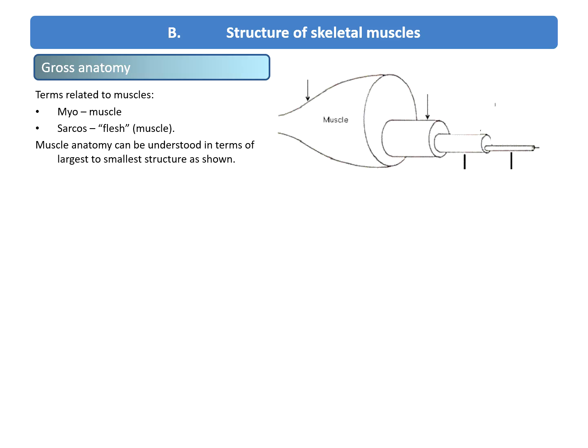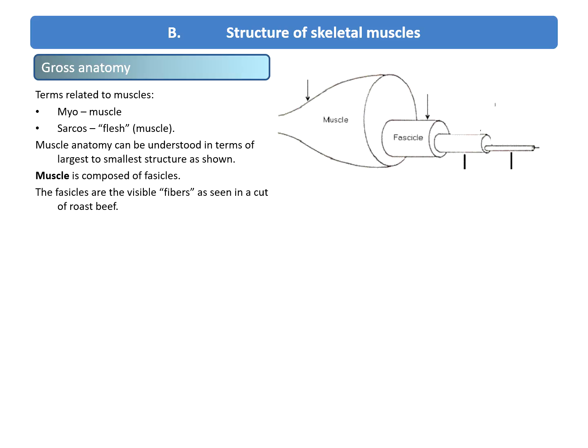Let's look at some terms related to muscle. Myo, which means muscle, is commonly used as a prefix, as is sarcos, which literally means flesh, but it refers to a muscle. Muscle anatomy can be understood in terms of largest to smallest structure, shown in the diagram. Take the whole muscle, for example.